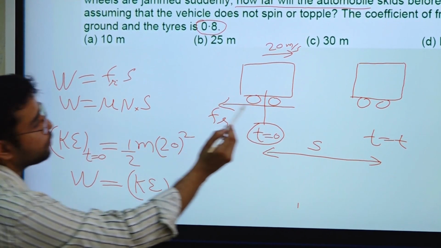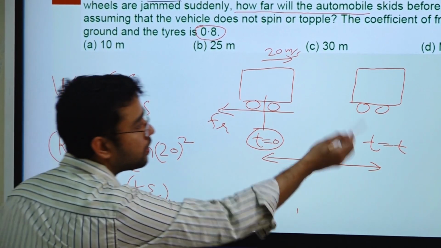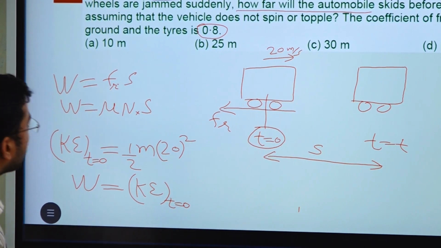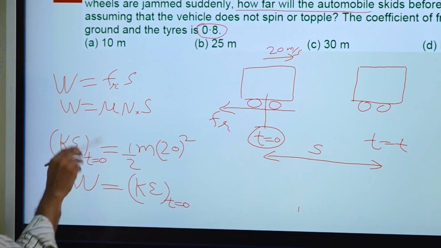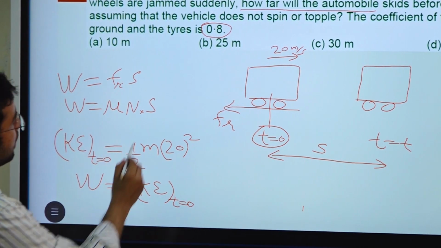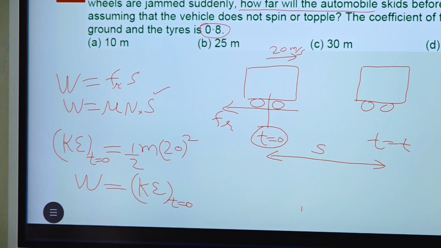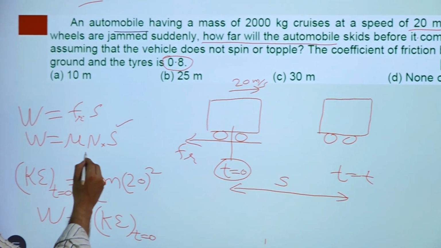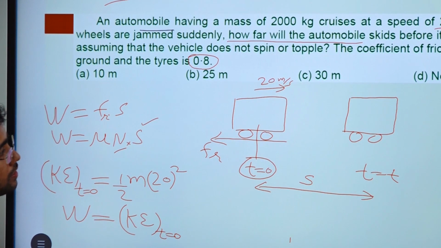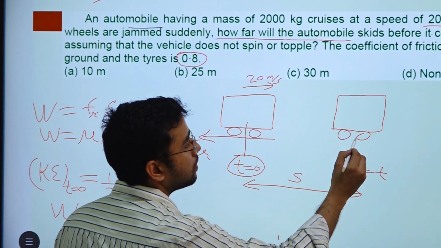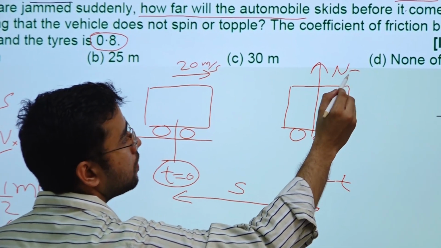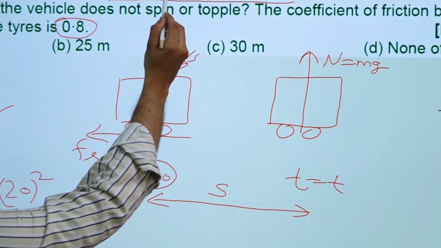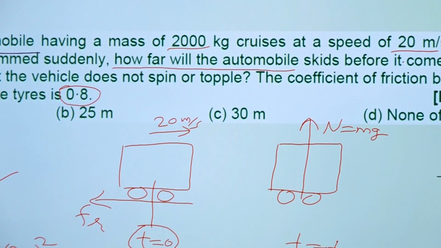So work done will be from this point to this point. So at this point all the energy will be lost, right? Everything will be converted into heat, right? So now we will just make these two equations equal and we are going to find out S. Okay, so I will just remove this. I will just tell you what is the value of N. N is nothing but mg, because in this case normal is equal to weight of the body, right? And weight is given as 2000. Okay, 2000 into g.